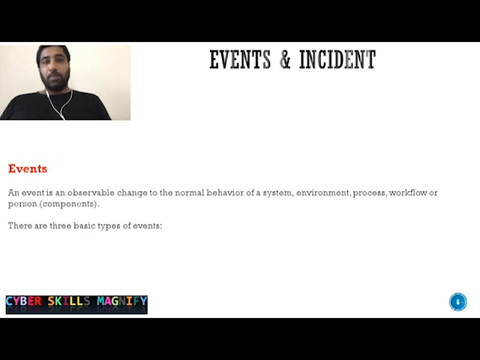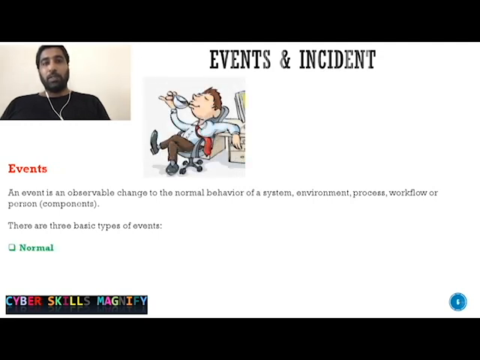An event is an observable change to the normal behavior of a system, environment, process, workflow, or person component. An information security event is any occurrence related to assets or the environment indicating a possible compromise of policy or failure of controls, or an unmapped situation that can impact security. I have listed three types here. The first one is normal. This is a chill out one.